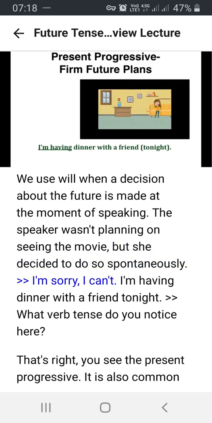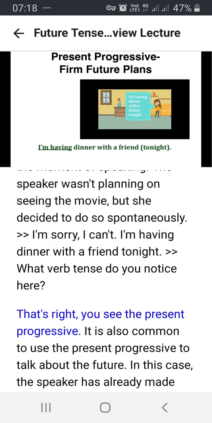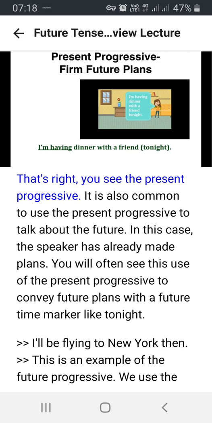I'm sorry, I can't. I'm having dinner with a friend tonight. What verb tense do you notice here? That's right. You see the present progressive. It is also common to use the present progressive to talk about the future. In this case, the speaker has already made plans. You will often see this use of the present progressive to convey future plans with a future time marker, like tonight.